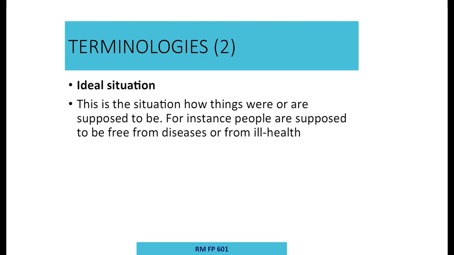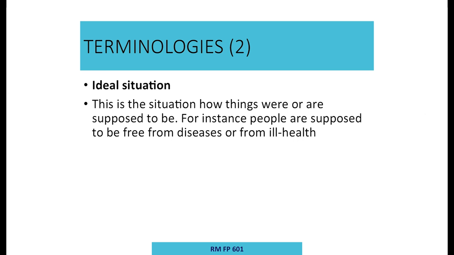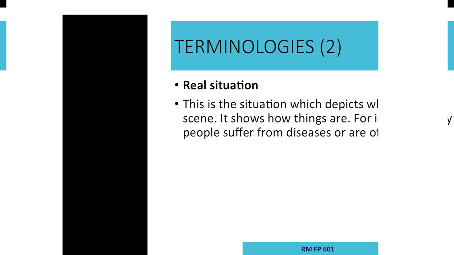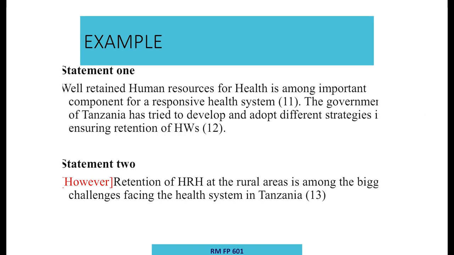The ideal situation is how things were or are supposed to be. And the real situation depicts what is on the scene. It is how things are now. Now, looking at an example of human resource for health shortage in Tanzania, the ideal statement could be: well-retained human resource for health is an important component for a responsive health system.